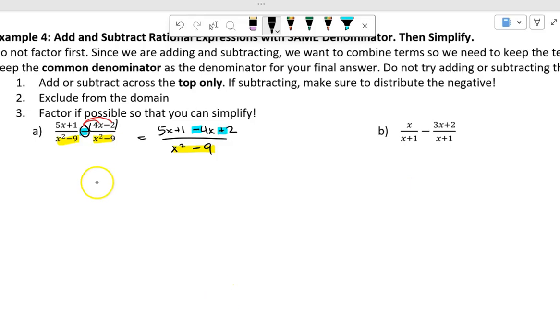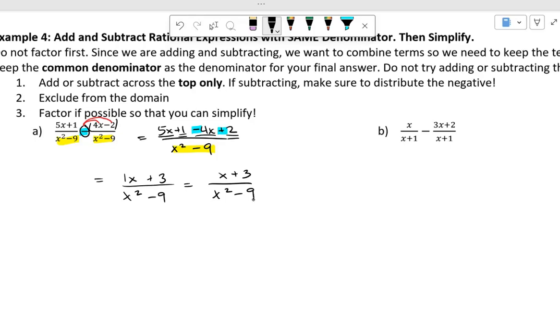So my common denominator stayed the same. It's x squared minus 9. And my numerator I've now subtracted across the top, which means I distributed my minus sign, and I will now combine like terms. 5x and negative 4x make 1x. Then the 1 and the 2 make 3. I'm dealing with x plus 3 over x squared minus 9.